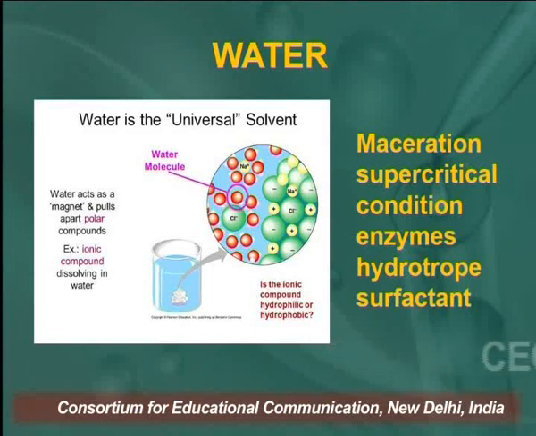Water is a universal green solvent. Why is water a universal green solvent? Because water can dissolve the maximum number of compounds, and under maceration it can act as a supercritical fluid. It can also act with enzymes. When an enzyme is used with water, it enhances the activity of the enzyme. Water can be a hydrotrope or can act as a surfactant. So water is a wonderful green solvent, and it is also called the universal solvent.